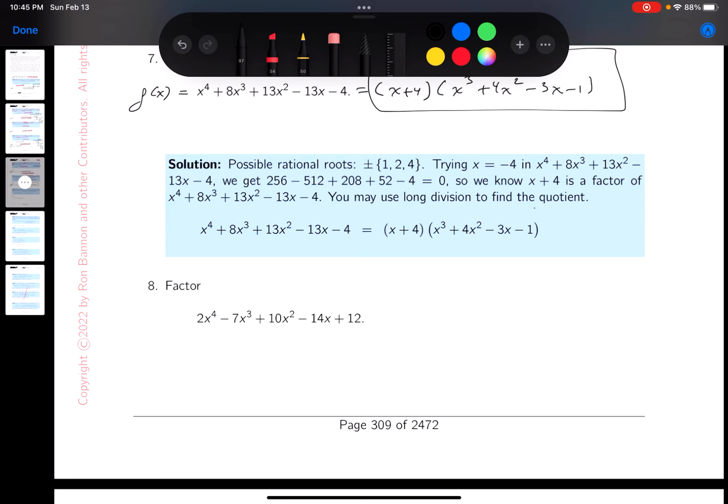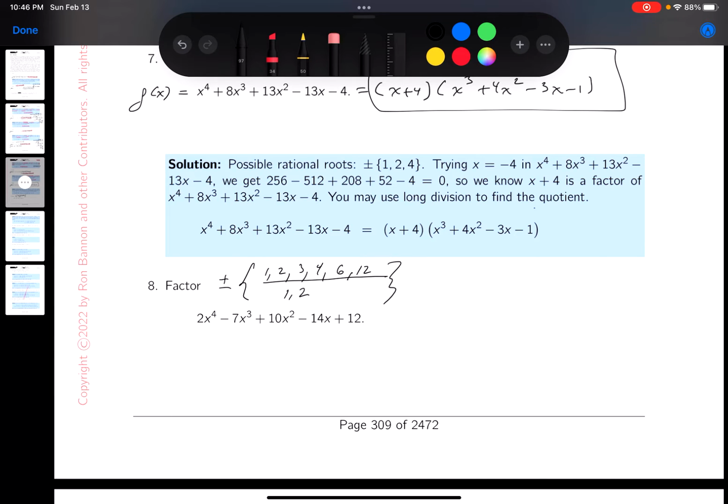Okay, this one's a little different than the others, and what you're going to do is write down the factors of 12. That's the constant coefficient, and then the factors of 2, which is the coefficient on x^4. So let's write this down. So plus or minus. Let's see, the factors of 12 are 1, 2, 3, 4, 6, and 12. Let's make sure I got that right. 1, 2, 3, 4, 6. Yeah. And the factors of 2 are 1 and 2.